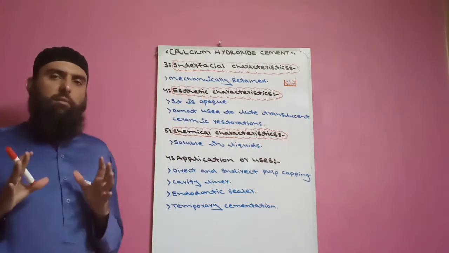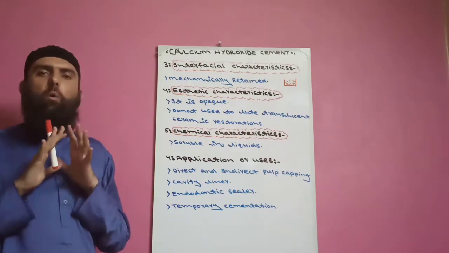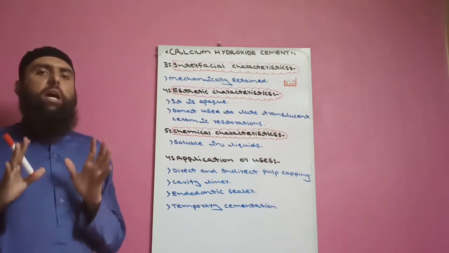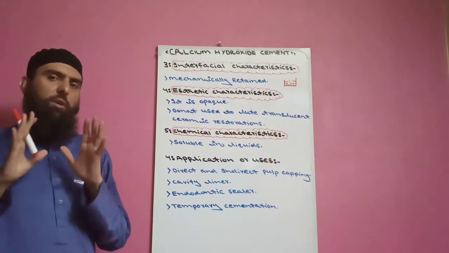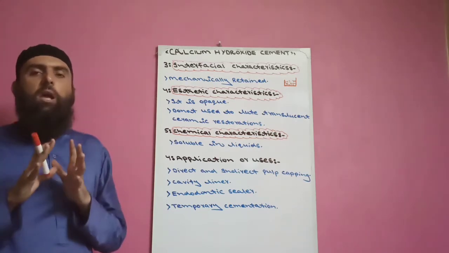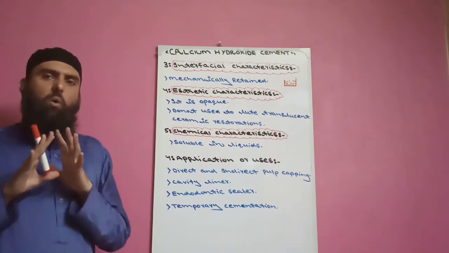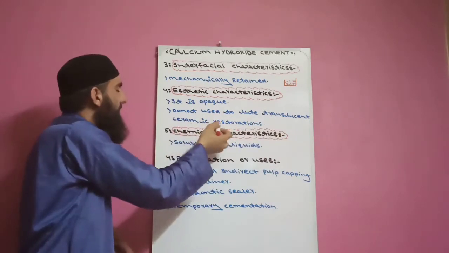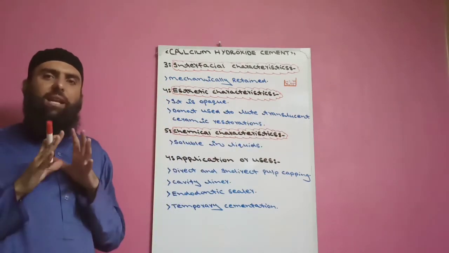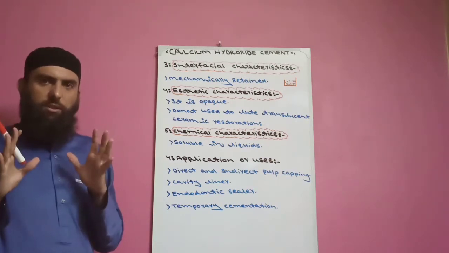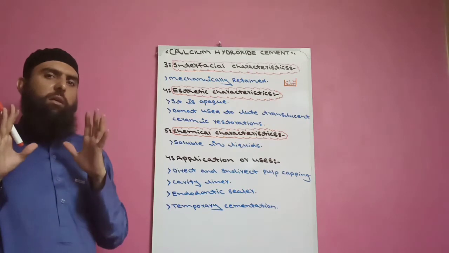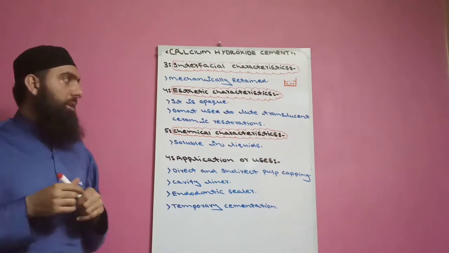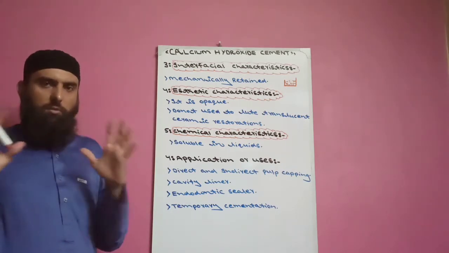Fourth material characteristic is aesthetic. Aesthetic characteristics. Now, calcium hydroxide is opaque. Why is it opaque? Because its catalyst composition has radiopacifier, like we already studied in composition. Now, calcium hydroxide is opaque. Do not use it to luting translucent ceramic restoration. Now, we cannot use calcium hydroxide for cementation of translucent ceramic restoration. Why? Because it is opaque and ceramic restoration is translucent.